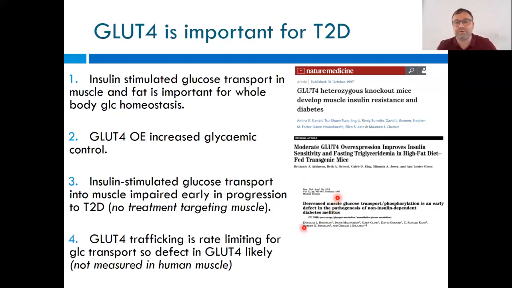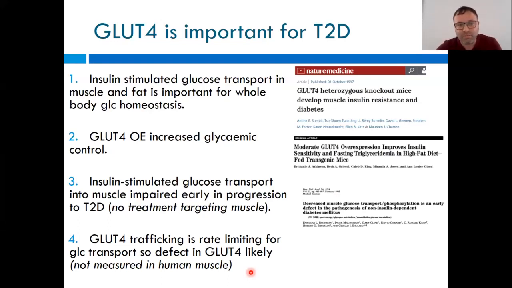Of course, we presume this means that insulin-stimulated GLUT4 translocation is impaired in these muscles, because GLUT4 trafficking is rate limiting for glucose transport. But I just note that, to my knowledge, this actually hasn't been specifically measured in muscle in insulin resistant humans.